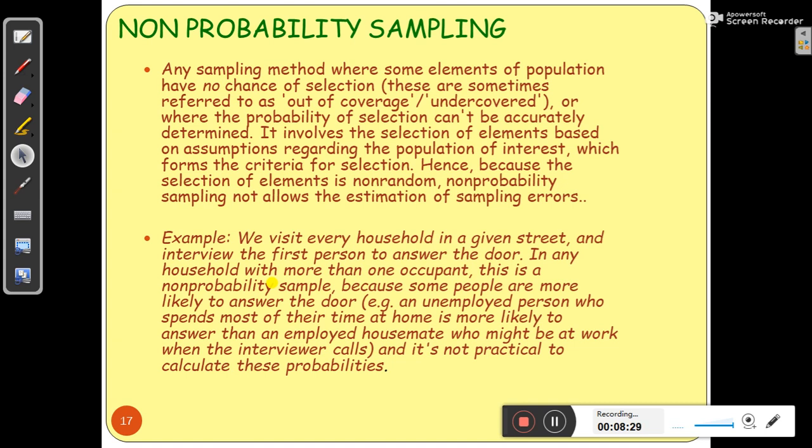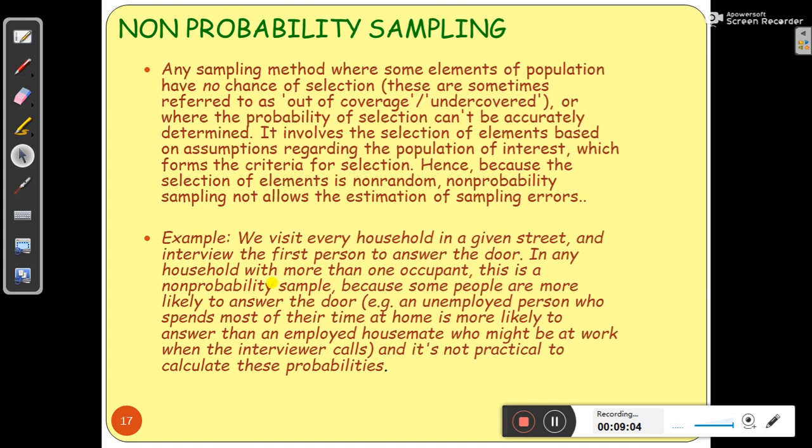An example is when we visit every household in a given street and interview the first person to answer the door. In any household with more than one occupant, this is a non-probability sample because some people are more likely to answer the door. For example, an unemployed person who spends most of their time at home is more likely to answer than an employed housemaid who might be at work when the interviewer calls. And it's not practical to calculate these probabilities.